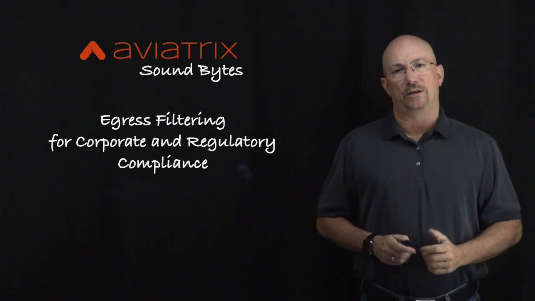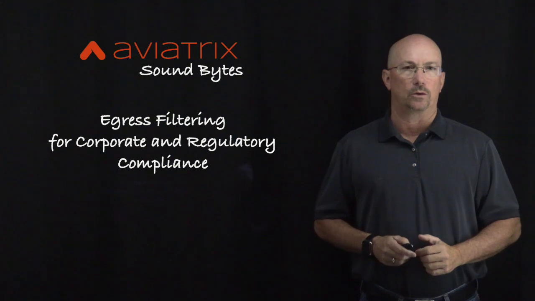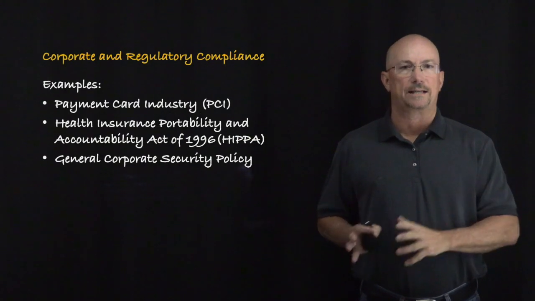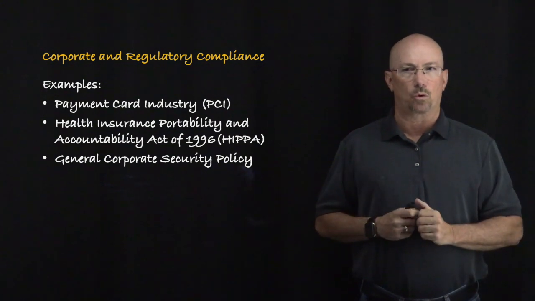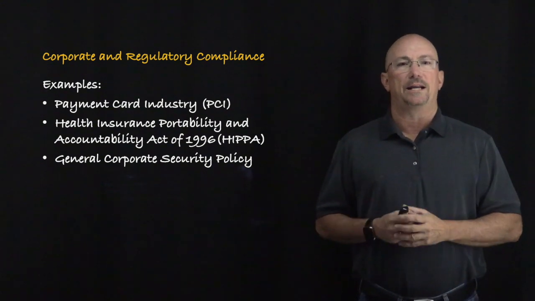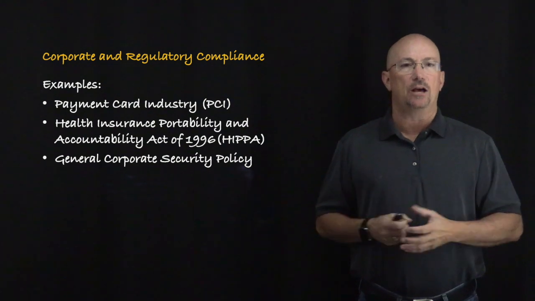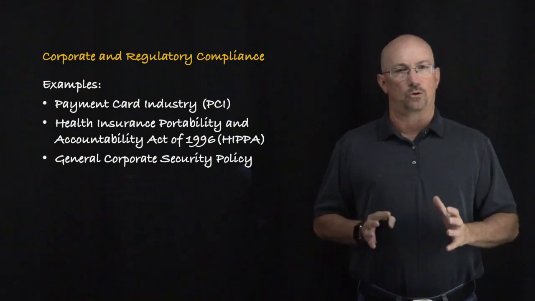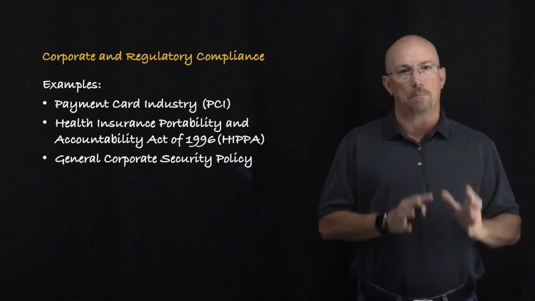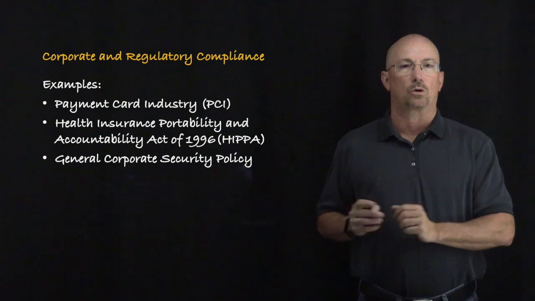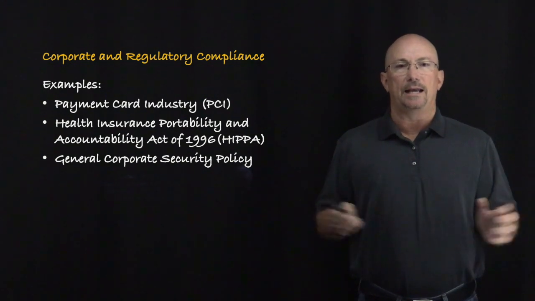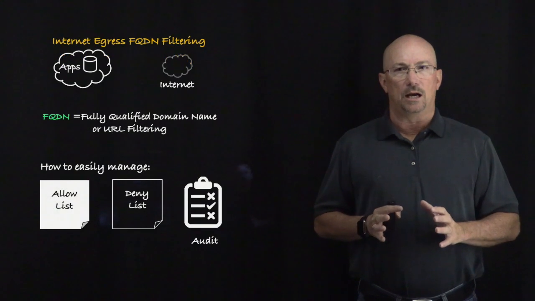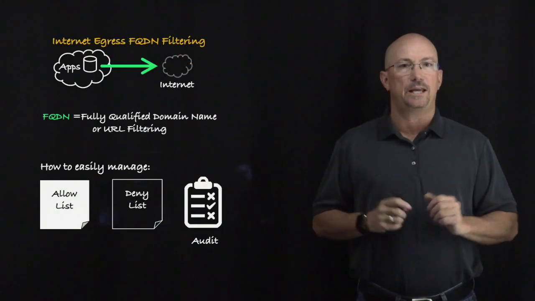Today we're going to be talking about egress filtering for corporate and regulatory compliance. Many industries have regulations about controlling access to the internet from cloud-based workloads. For example, in the financial industry there's PCI, in the healthcare industry there's HIPAA, but many times this is just a general corporate security policy about controlling and monitoring traffic that goes from cloud workloads to the internet. Now today we're going to be talking about Internet Egress FQDN filtering.